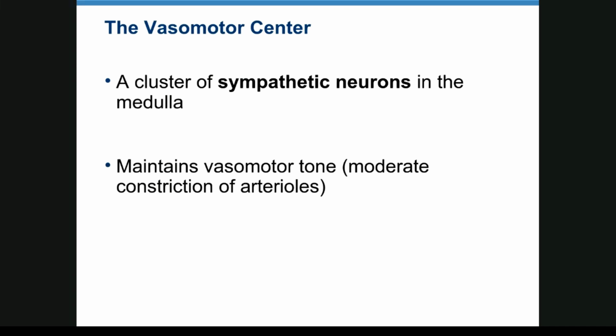Okay. The vasomotor center is a cluster of sympathetic neurons in the medulla oblongata, and they maintain a vasomotor tone. So we have a little constriction of arterioles. Now, if that vasomotor tone were to disappear due to anaphylactic shock or septic shock, then you lose that sympathetic tone, the vessels just become very loose, and you have a tremendous drop in blood pressure. And that's why we give epinephrine for anaphylaxis.